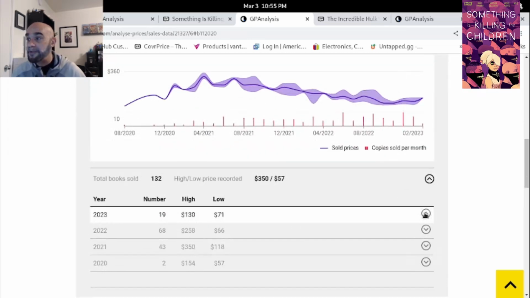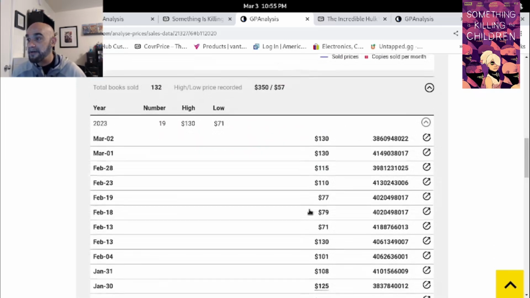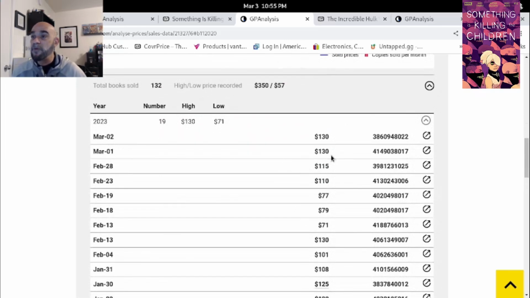As you can see, 23 books this year have sold so far. And in the month of March, we've got two, one for $130. In February, we had several, and we can just look back a little bit, 115, 110. And right here, February 23rd is when the announcement happened, or a couple days prior. So as you can see, the pickup's already begun.